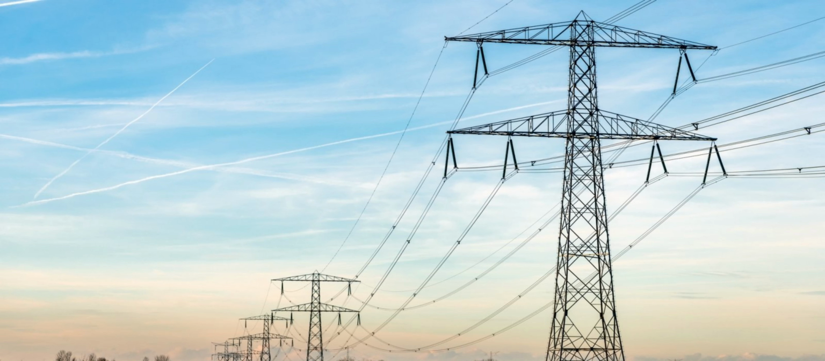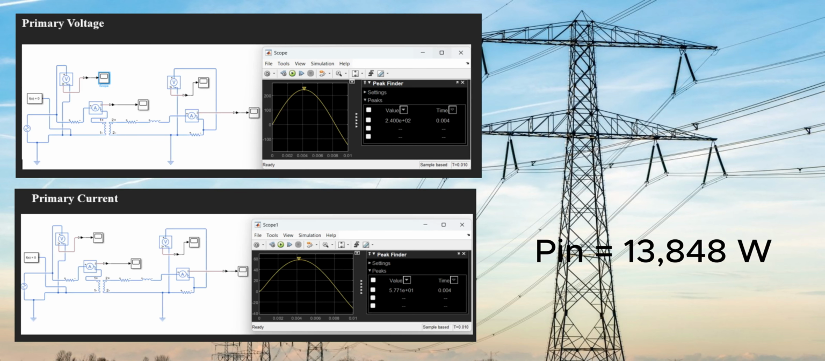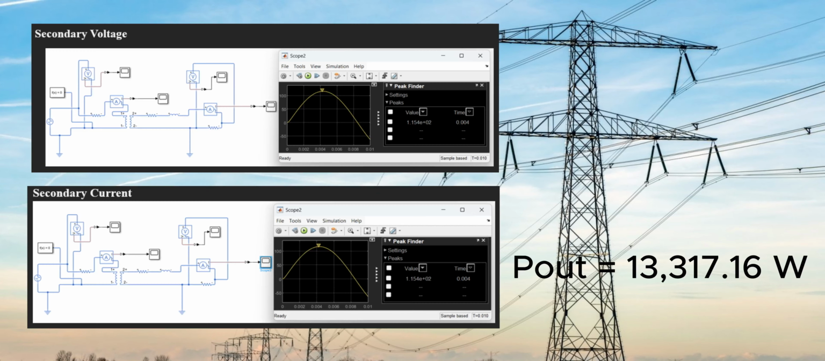To do this, we measured the input power and the output power of the transformer from the simulation results. These values were then used to calculate the transformer's efficiency, which is the ratio of power output to the power input expressed as a percentage.